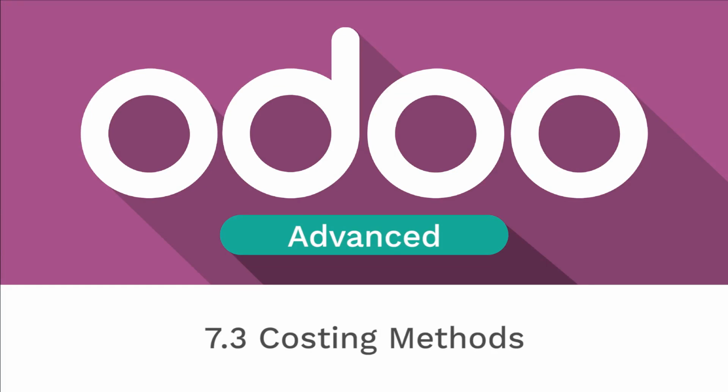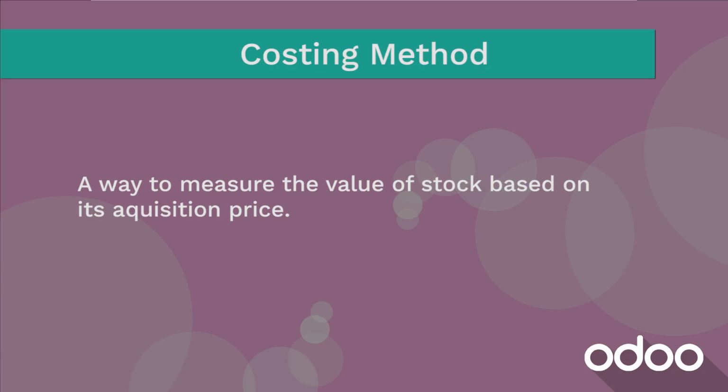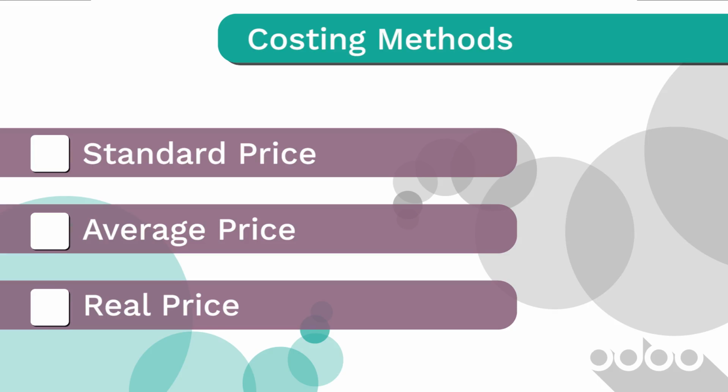In this lesson, we will go over the different costing methods available in Odoo. A costing method is a way to measure the value of your stock based on its acquisition price. In Odoo, there are 3 different methods of doing this: standard price, average price, and real price.